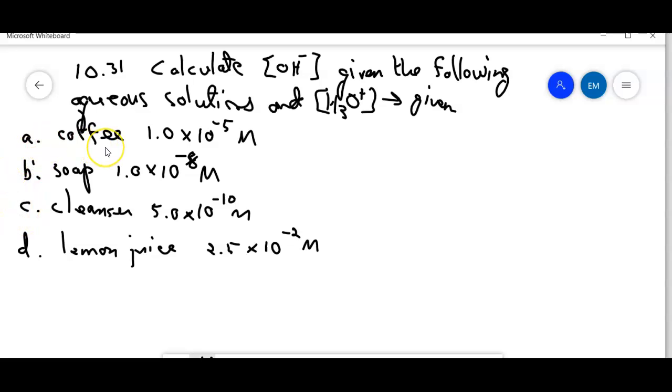But okay, let's look at whether these are acidic or basic. These are all hydrogen ion concentrations. So 10 to the minus fifth is larger than 10 to the minus 7, so coffee is going to be acidic. Soap, 10 to the minus 8th, is smaller. That's roughly a tenth of the hydrogen ion concentration in pure water. So that's going to be basic.